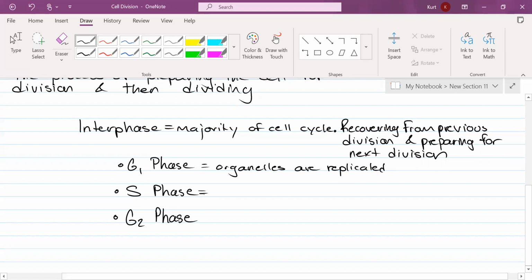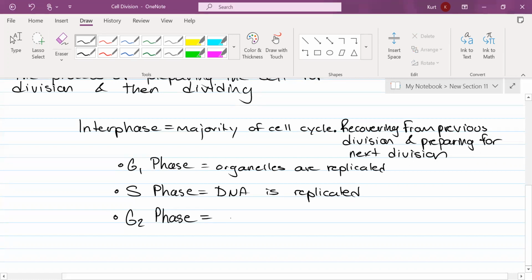Isabella, what is replicated in the S phase? DNA is replicated. Anybody know how many chromosomes a human has? 46. After S phase, we have 2 copies of 46.